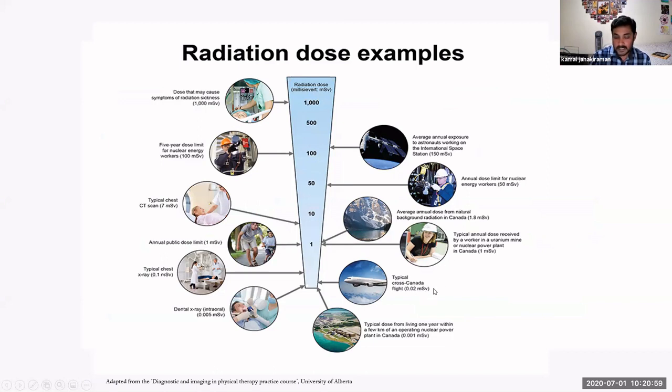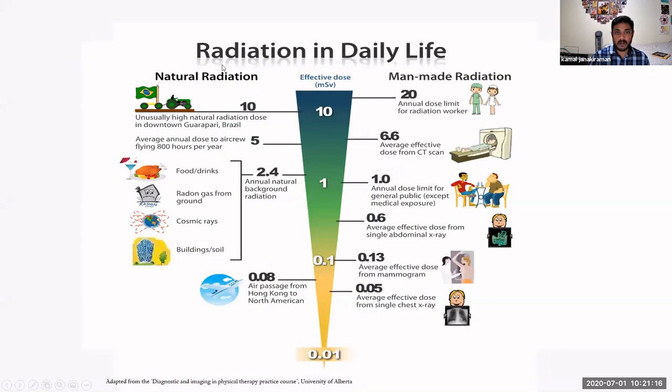For example, a typical cross-Canada flight, because it's Canada, is 0.02 mSv. And a typical chest CT scan will involve some mSv. So there is a limit for each and everything we use. Again, this will give a clear picture. Radiation in daily life: the normal annual dose limit for a radiation worker, the people who work in the labs, in the X-ray department or CT scan, is 20 mSv. If they go beyond that, that's not good for them.